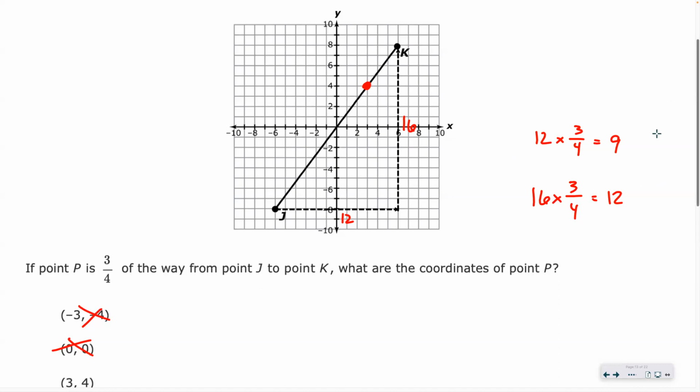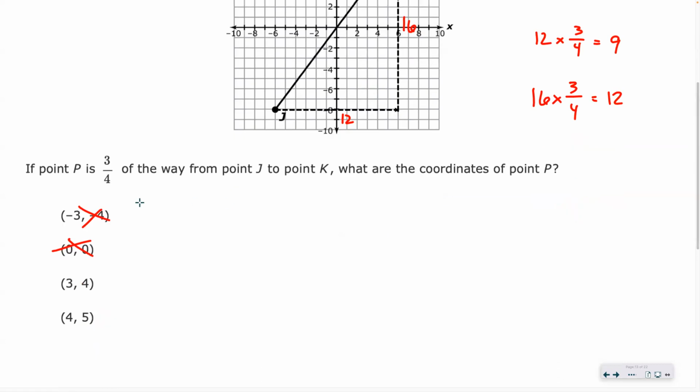Let's check and make sure that that's what the district says. Whoops, that's not what I wanted to do. There we go. 3, 4. That's the correct answer.